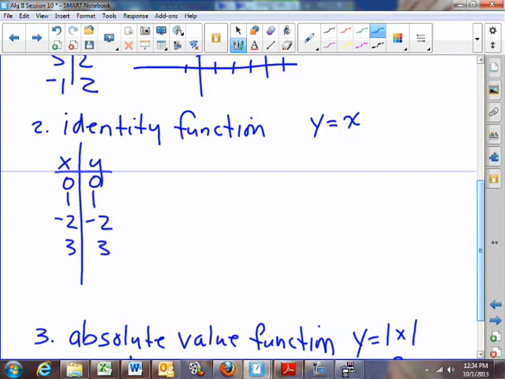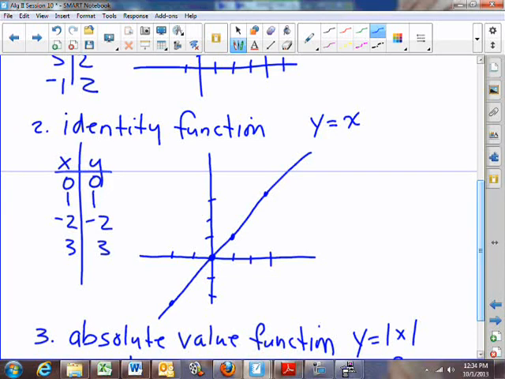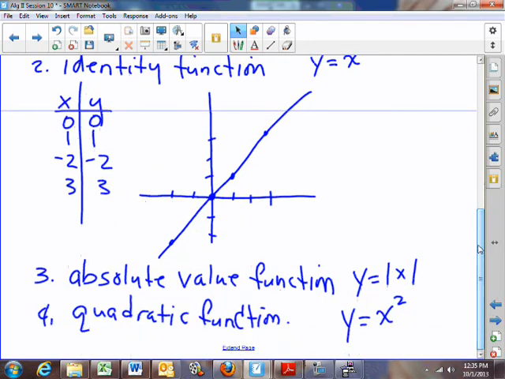Let's plot them and see what we get. Now we have (0, 0), (1, 1), (-2, -2), and (3, 3). It's pretty easy to see that if we plotted more points, we would end up getting a diagonal line going through the origin, going up to the right at 45 degrees. And this is going to be our identity function. So when you see y equals x, you should know that the graph of y equals x is a diagonal line going through the origin, going up to the right.